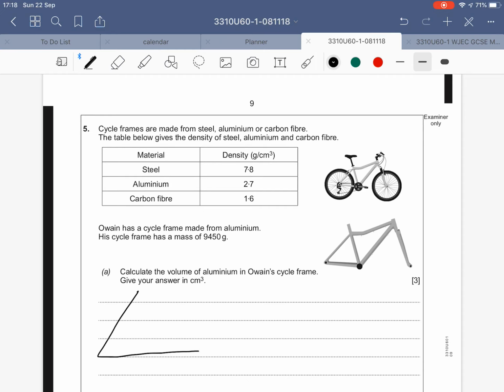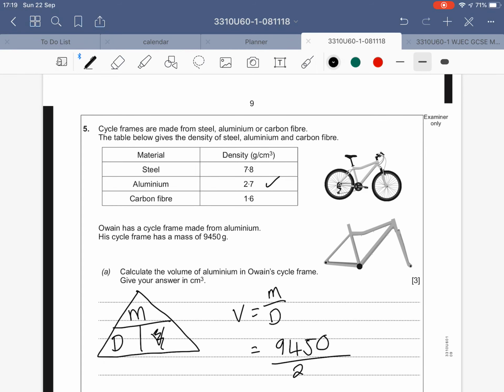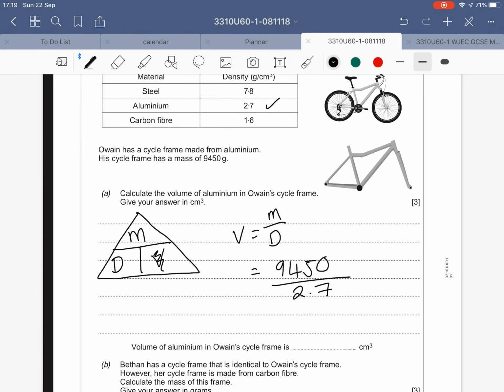So you've had speed, distance, time. Now we've got mass, density, and volume. So mass is density times volume. So to find out our volume, we scribble out our volume, and that is mass over density. So you're left with the m over d. So mass was 9,450, and density, well, it's made of aluminium, so it's 2.7. So you just need to divide those, which is 3,500.